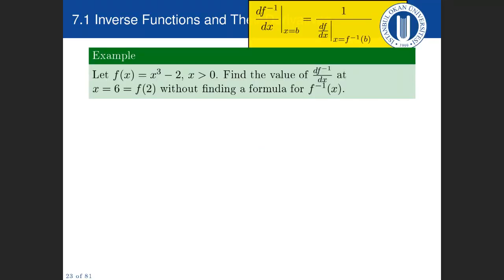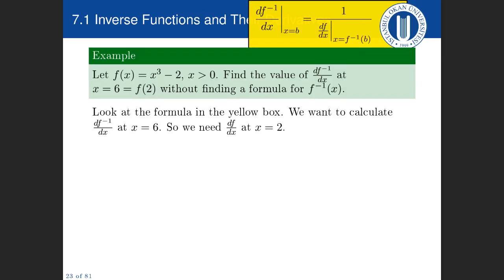Let's do another example. Let f of x be x cubed minus 2 for x strictly greater than 0. Find the value of df inverse dx at x equal to 6, which is the same as f of 2, without finding a formula for f inverse of x. So we're told we can't do the same as method 1 in the previous example. We have to use method 2. We have to use the formula in the yellow box.